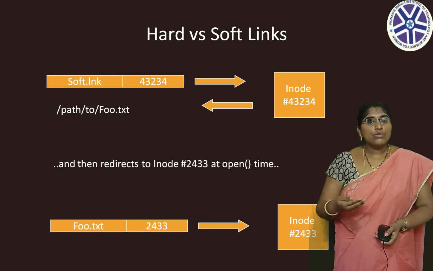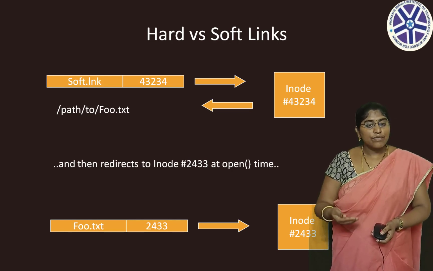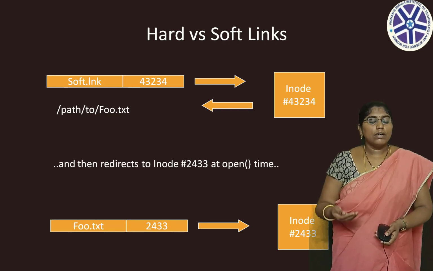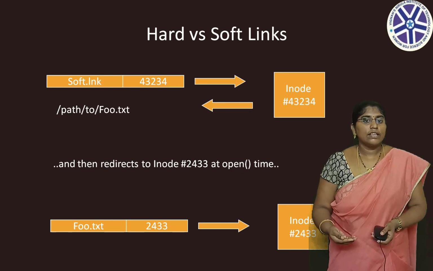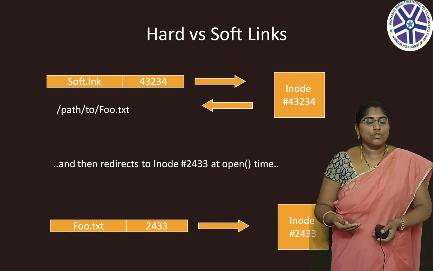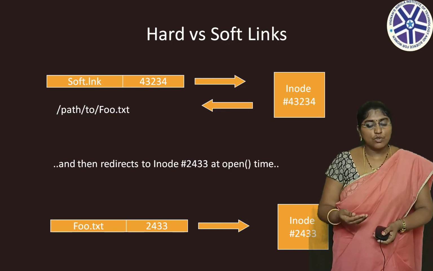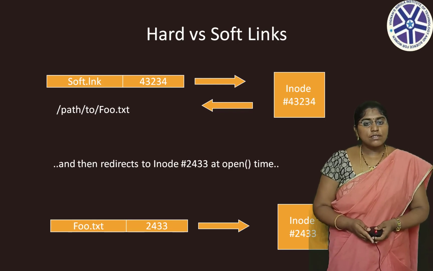So what is the command we are using for creating a soft link? $ln space -s original file name space link name. This is the command for soft link creation. These are the two types of links we are taking in UNIX file systems. So these links are used for the creation of inode. Okay. So I hope you understood this topic.